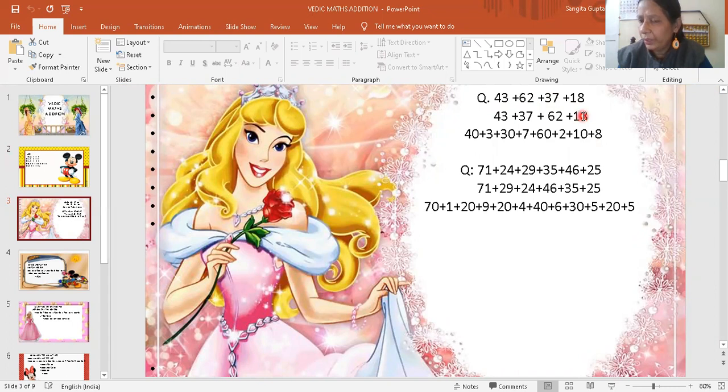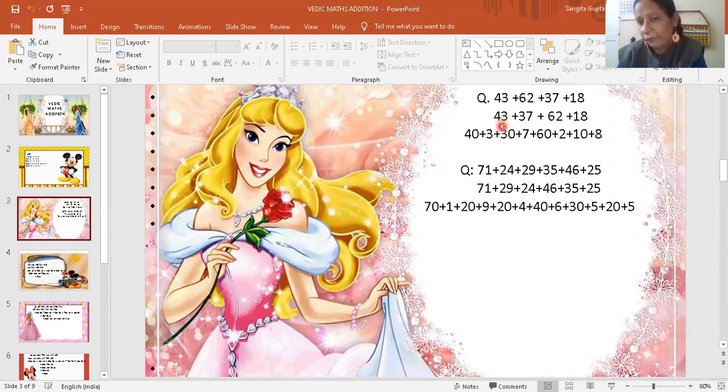So how can you make your calculation easy? First, write the numbers together. With 43, write this 37. 43 add 37, add 62, add 18 to make the work easier. Right now, I'm just explaining to you. That is why, to make the work easier, I have done this rearrangement. Otherwise, you can do it in your mind also. No need to write down this step. You can skip this also.